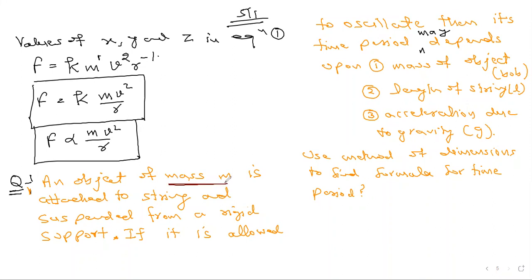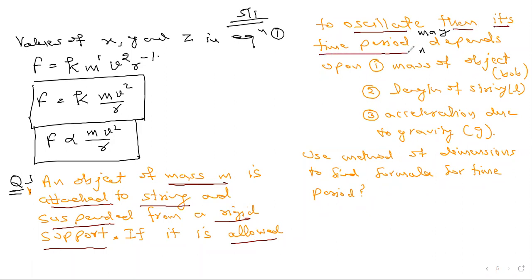An object of mass m is attached to a string and suspended from a rigid support. If it is allowed to oscillate, then its time period T may depend upon the mass, length and acceleration due to gravity. Use the method of dimensions to find the formula for the time period.